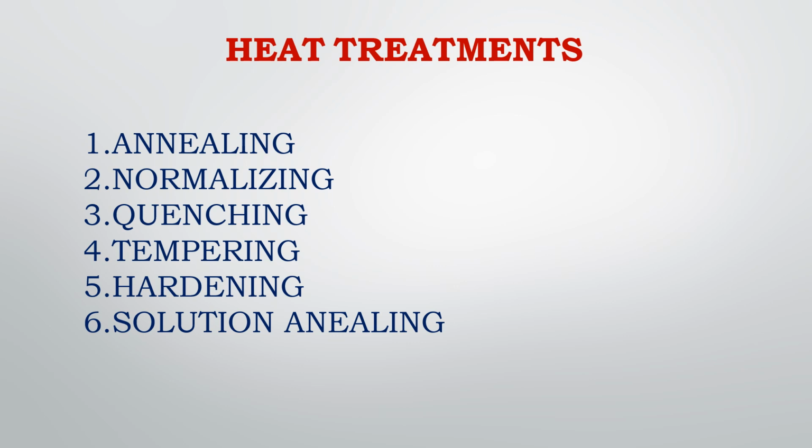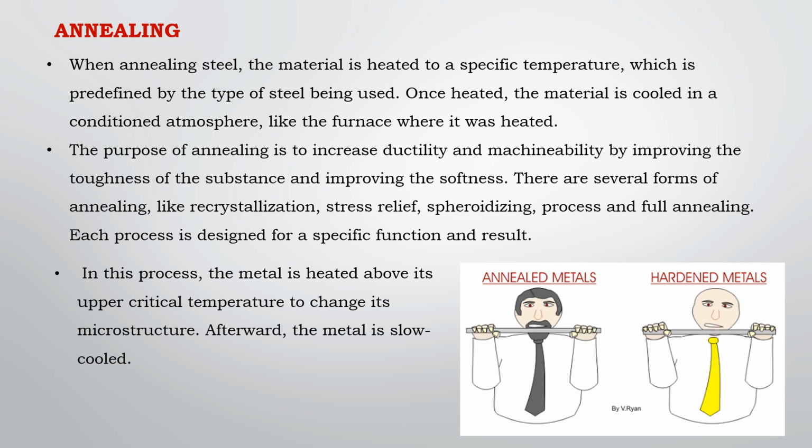There are mainly 6 heat treatment processes: annealing, normalizing, quenching, tempering, hardening, and solution annealing. When annealing steel, the material is heated to a specific temperature, which is predefined by the type of steel being used. Once heated, the material is cooled in a conditioned atmosphere, like the furnace where it was heated.